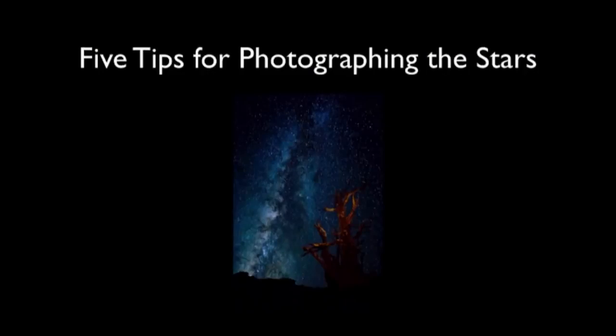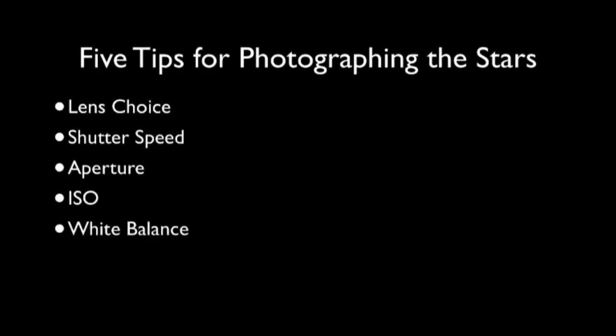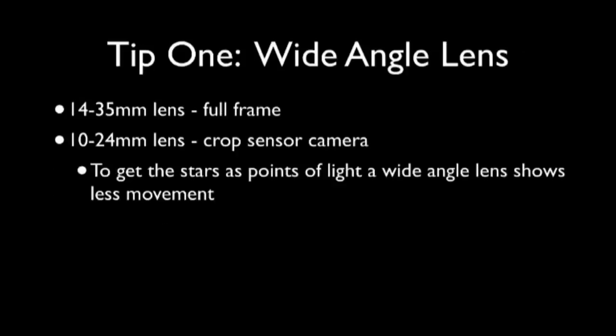Our next section is the amazing night sky and photographing the stars and the Milky Way. So we'll go over 5 tips for photographing the stars as points of light. The first is the lens choice, the shutter speed, the aperture, ISO, and the white balance. So we'll go over each of those.